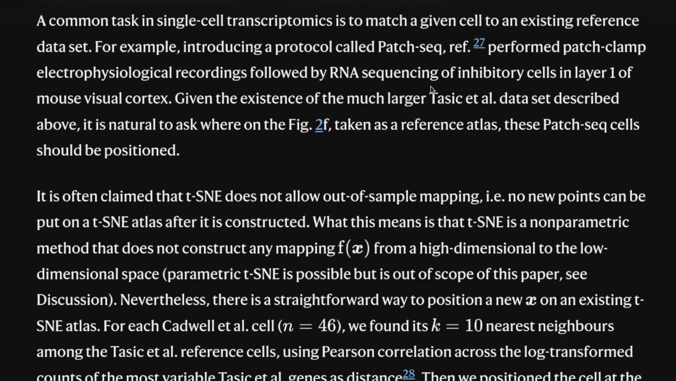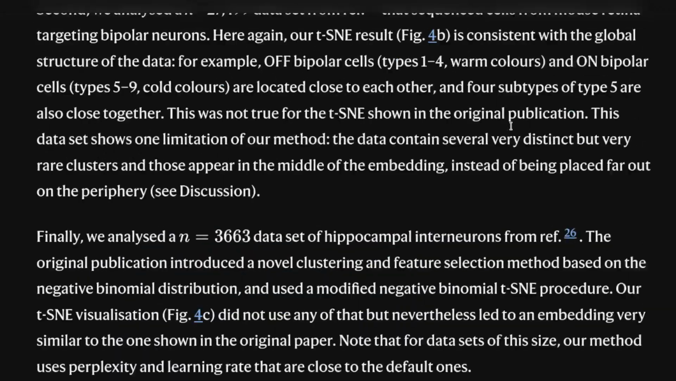Ref 27 performed patch clamp electrophysiological recordings, followed by RNA sequencing of inhibitory cells in layer 1 of mouse visual cortex. Given the existence of the much larger t-SNE data set described above, it is natural to ask where on the figure 2F, taken as a reference atlas, these patch-seq cells should be positioned.